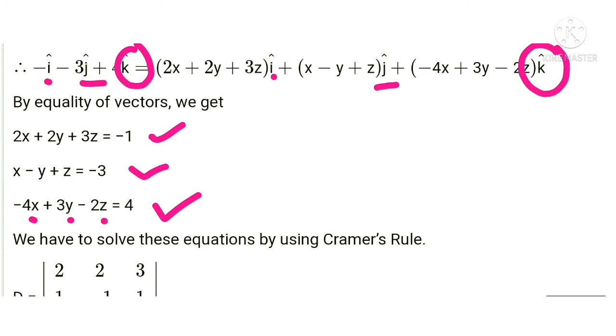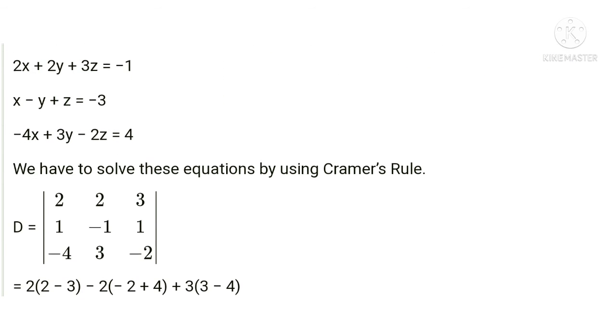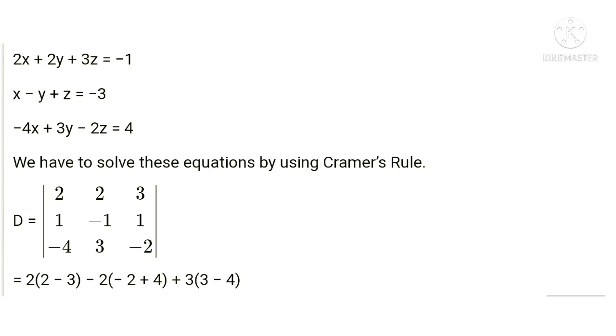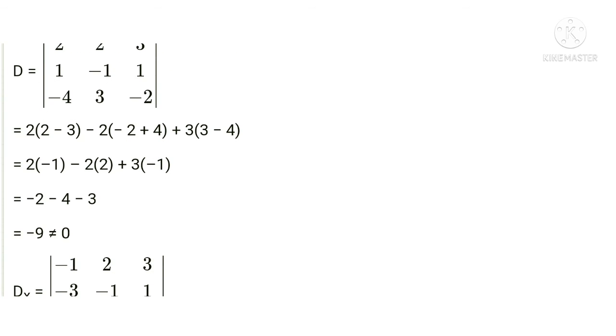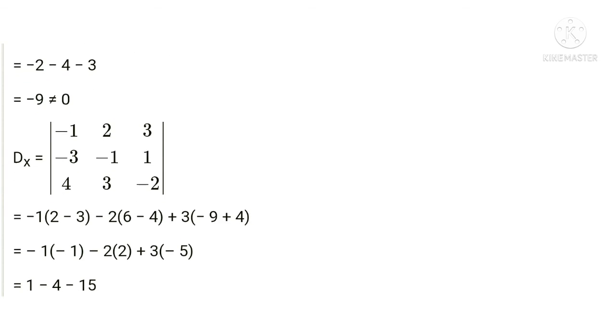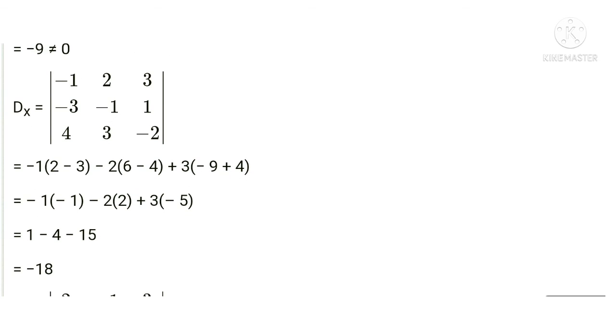Now we have to solve these three equations. We solve by Cramer's rule or any method. Here we solve this by Cramer's rule. So we find D: these are the coefficients of x, y and z. You simplify this determinant, you get the value of the determinant as -4, which is not equal to 0. Now you find Dx. For finding Dx you replace the x column by the constants, and these are the y and z columns. You get Dx is equal to minus 18.